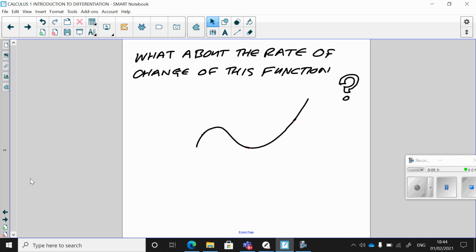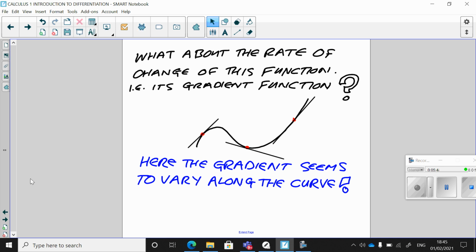Well, what we're looking at is the steepness along the curve here. So we're talking about the rate of change of the gradient function. I've just selected 3 points here, hope you can see them, and I've put a line on at these points. We refer to them as being tangential to the curve at those specific points. And the gradient of the curve is actually equivalent to the gradient of the tangent lines here.